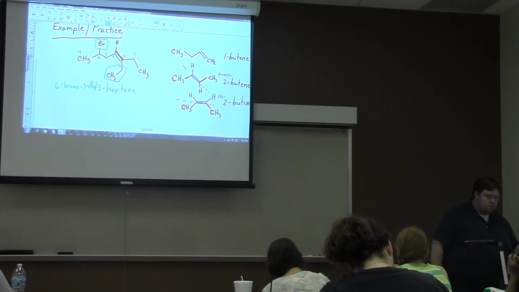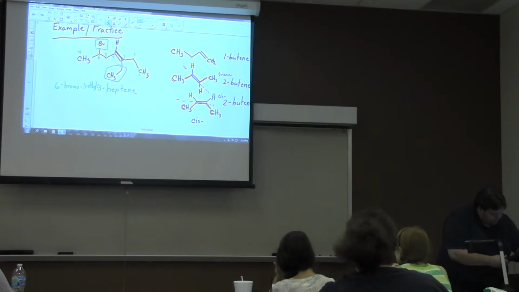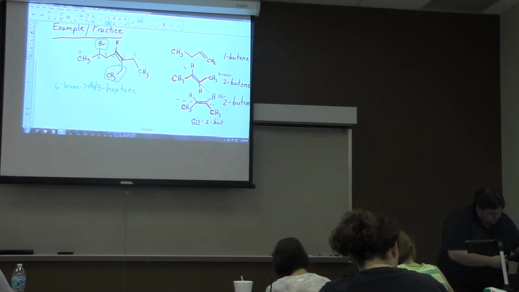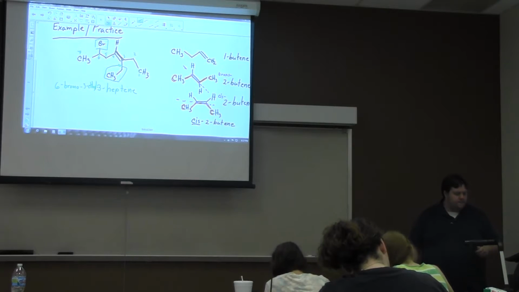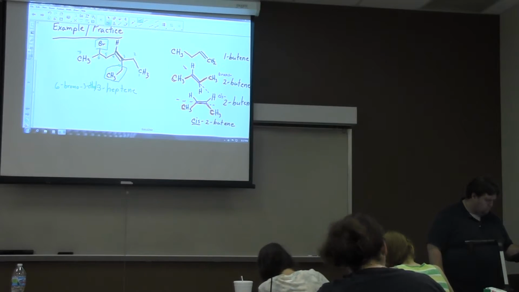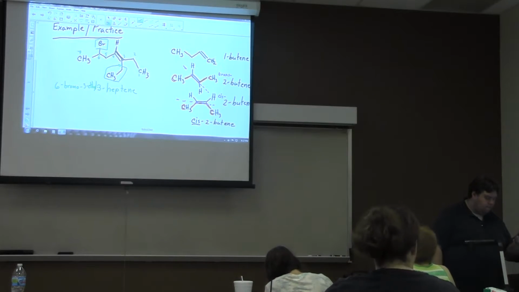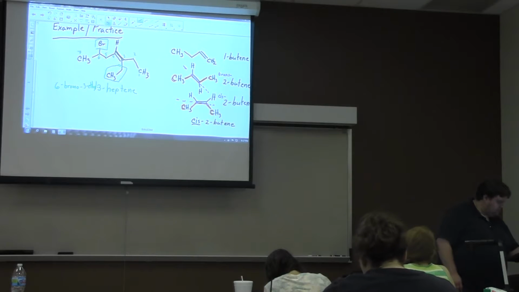So the trans goes before the 2? Yeah, let me rewrite the name here. This would be cis-2-butene. Okay, and you can extrapolate what the other one would be. All right. Those are some simple examples. Let's try an alkyne.